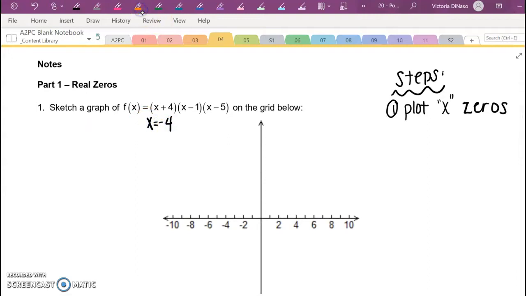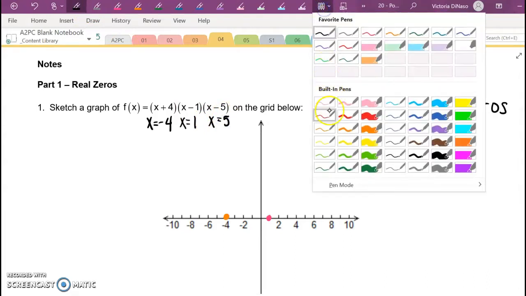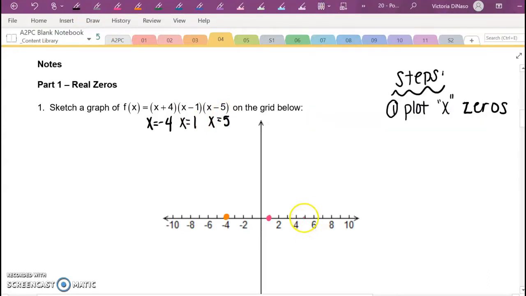So I'm going to take -4 and plot it. Then we go to x minus 1, which means that we have x equals +1. And then we can go ahead and plot. Finally, we have x minus 5. So therefore, set that equal to 0. We have x equals 5. We're going to go ahead and plot that. Okay, so now we just plotted all of the zeros on the x-axis.